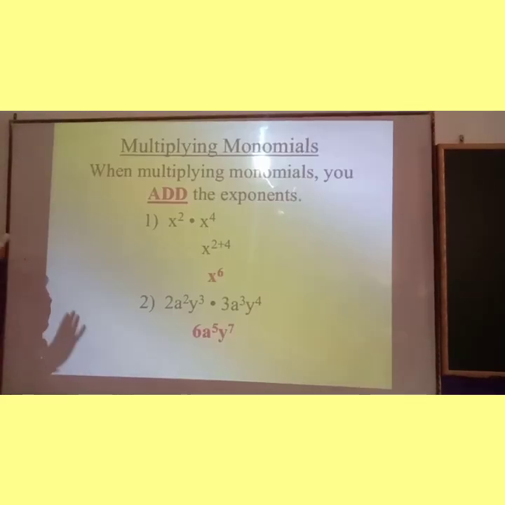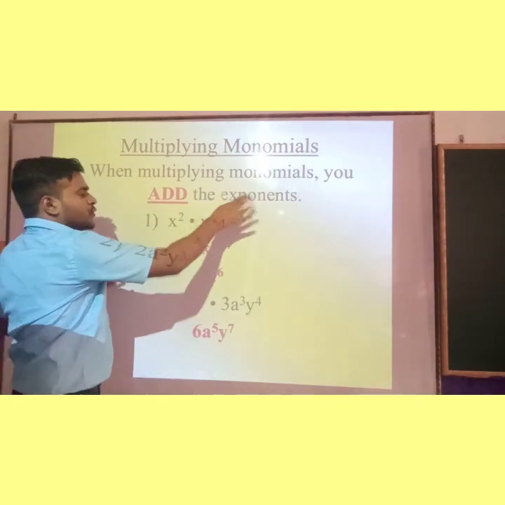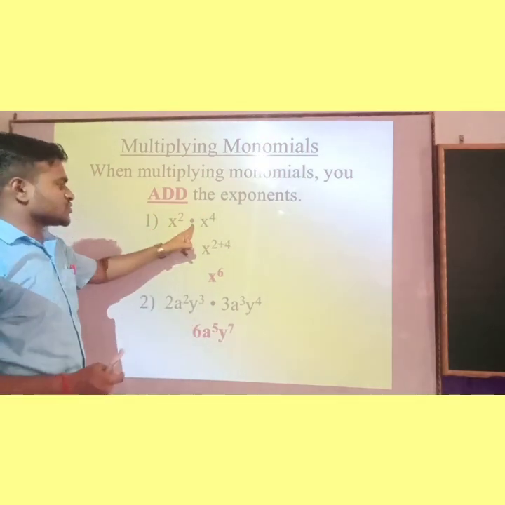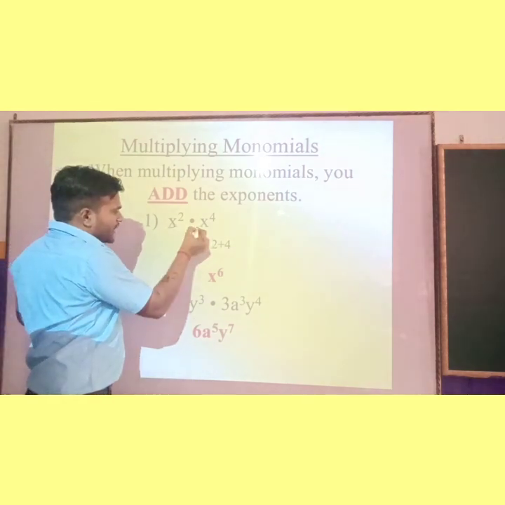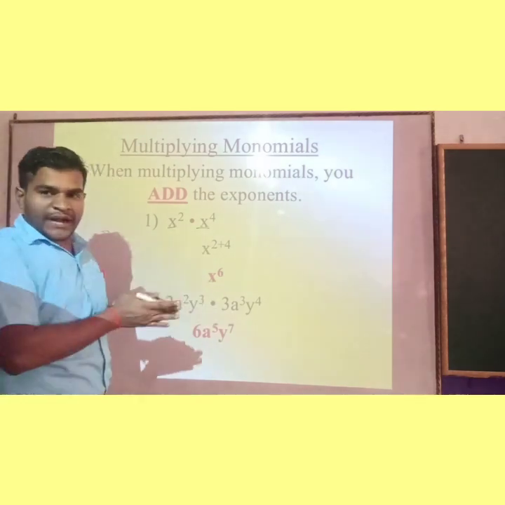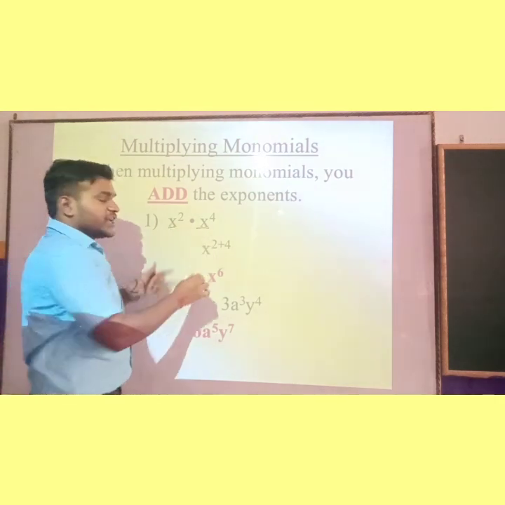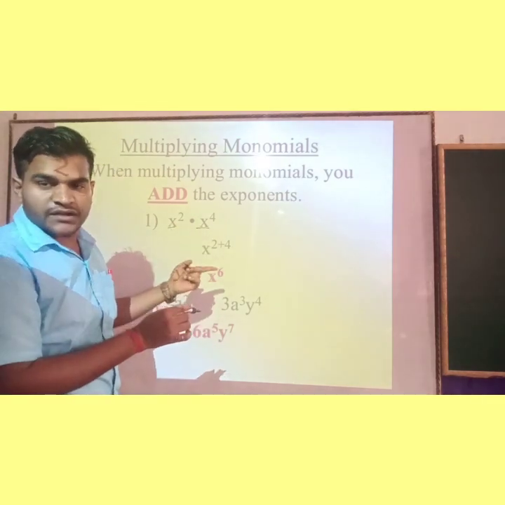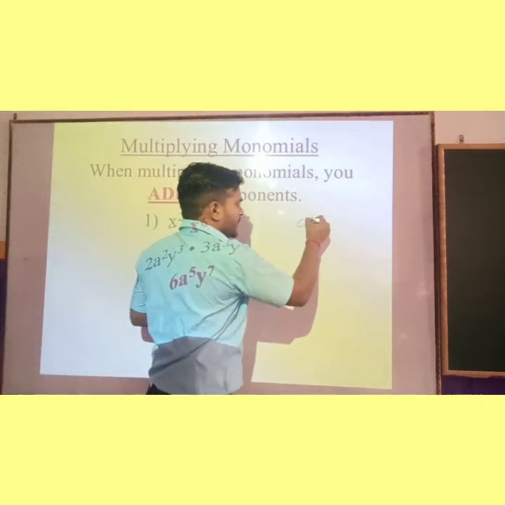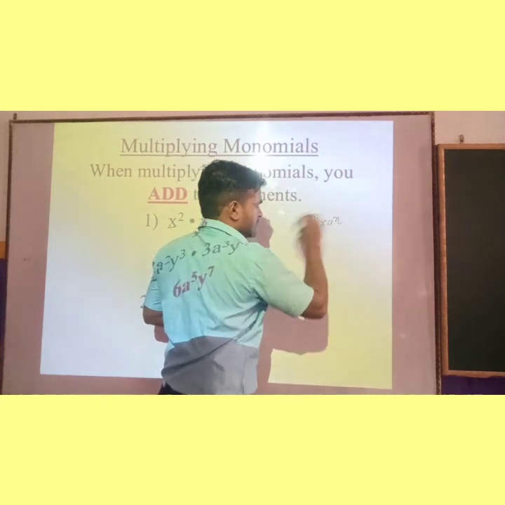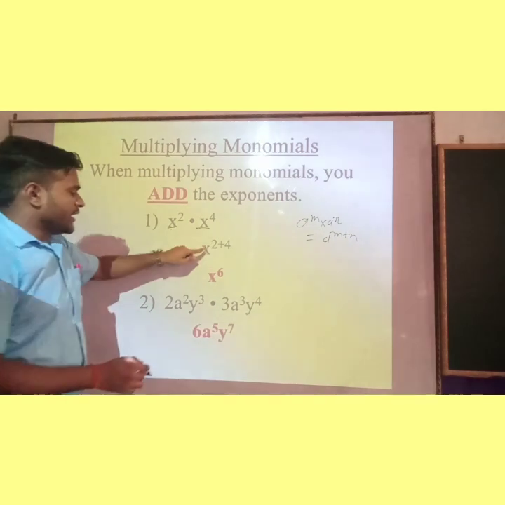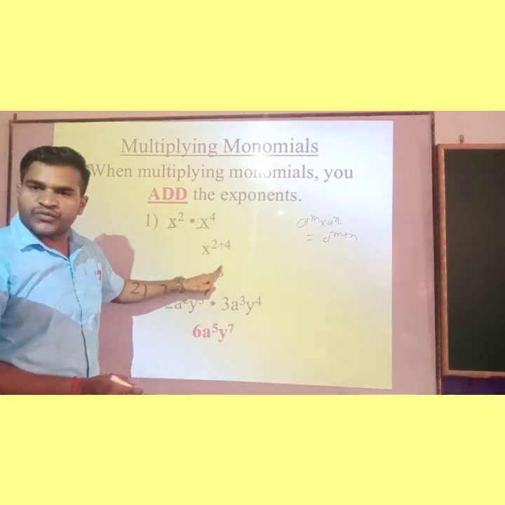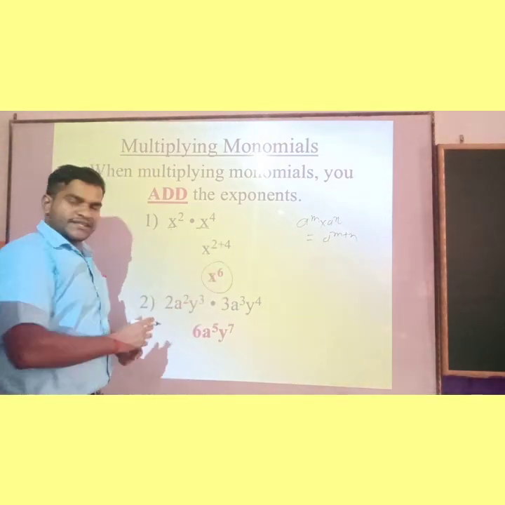Now multiplying monomials, when multiplying monomials you add the exponents. Here given that x square and x power 4. So children, x square and x power 4 we have to multiply it. Its bases are same, then we will add its exponent. Means a power m into a power n, that will be a power m plus n. So it will become x power 2 plus 4, that is x power 6.